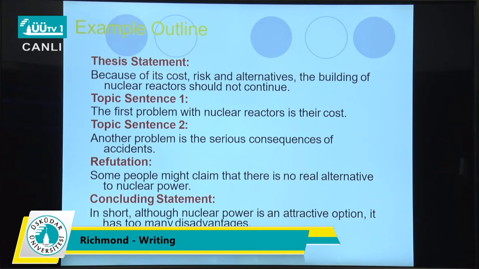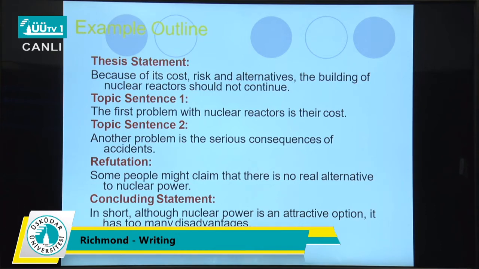Let's look at the refutation part. Some people might claim that there is no real alternative to nuclear power. And at the end, we have our concluding statement. In short, although nuclear power is an attractive option, it has too many disadvantages.